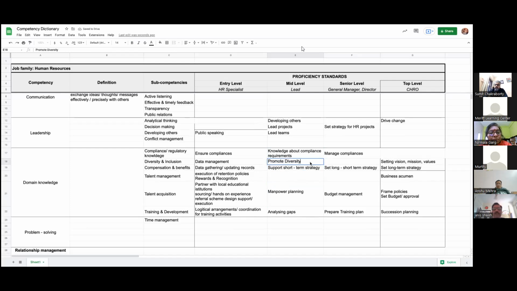And at senior level, we can do the same thing. Support short-term, managing the diversity agenda. Managing the diversity challenges, the agenda he has to handle. Okay. Talent management. Talent management below. Okay, managing the diversity agenda.